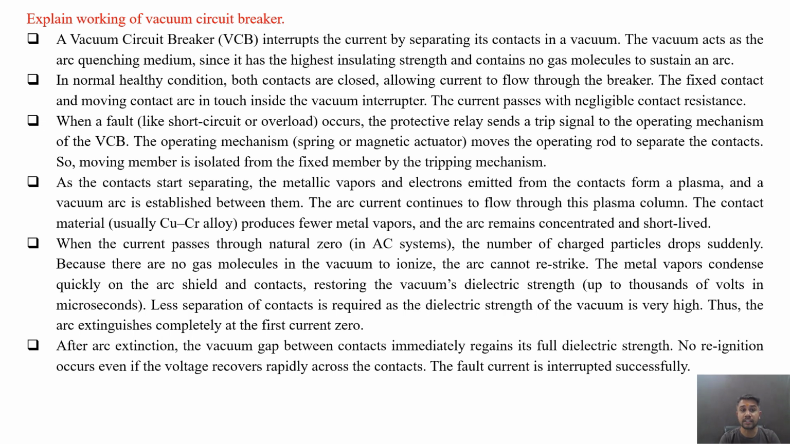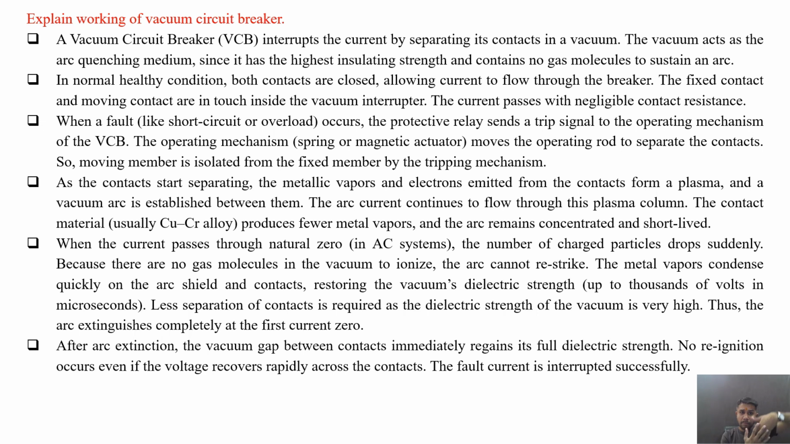Now when a fault, that is a short circuit or overload fault, occurs, the protective relay sends a trip signal to the operating mechanism of the vacuum circuit breaker. The operating mechanism, either spring operated or magnetic actuator, moves the operating rod to separate the contacts.